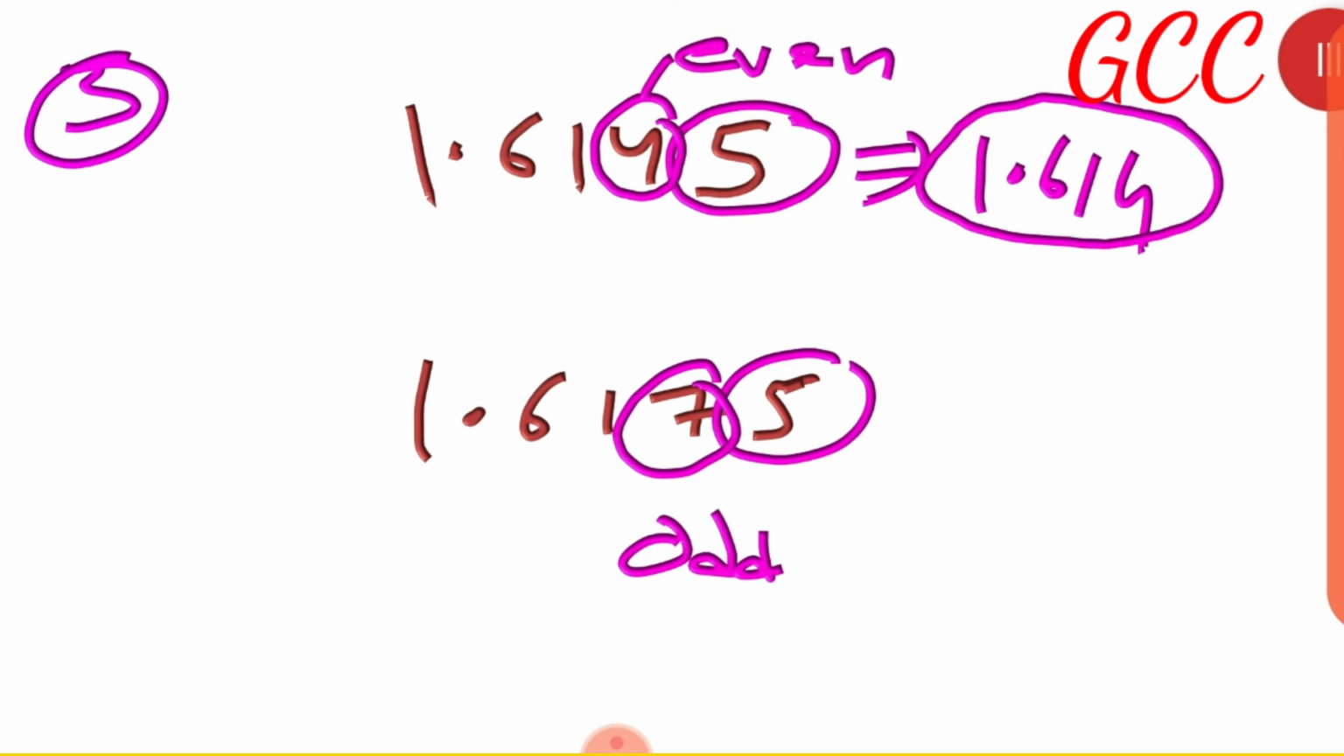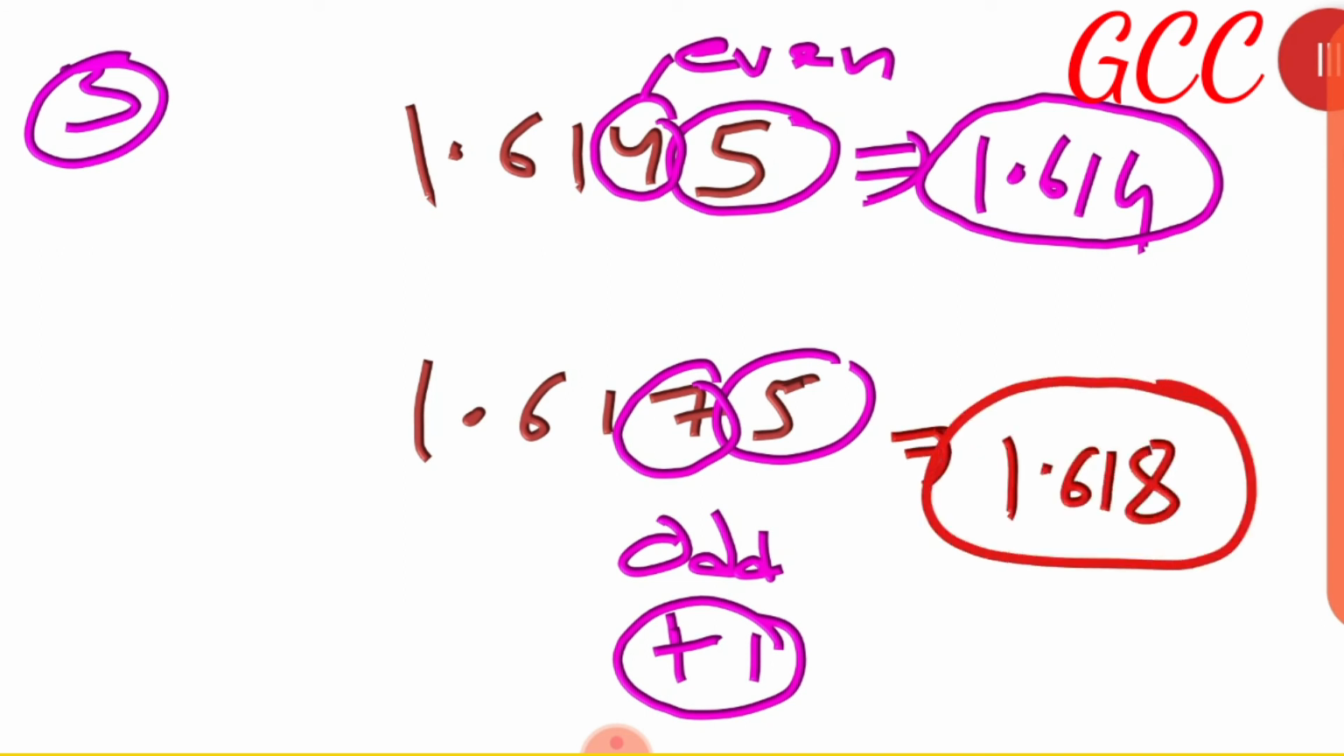And in the same way here you see, when an odd number is here, it will be increased by 1. So the answer will be 1.618. Is that clear? Because the digit before 5 is 7, which is an odd number. Yes or no, beta? I hope now it's clear to you how we can do rounding off.